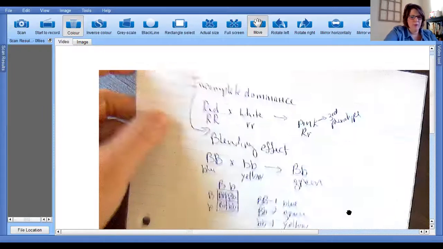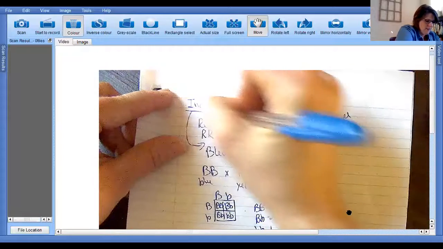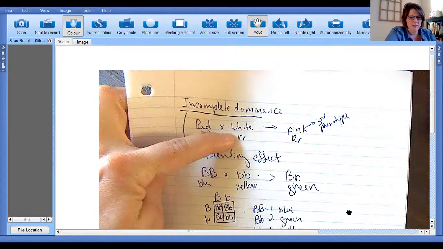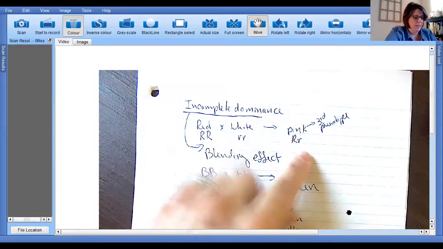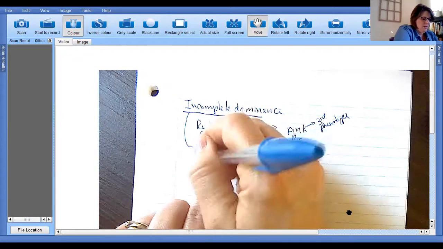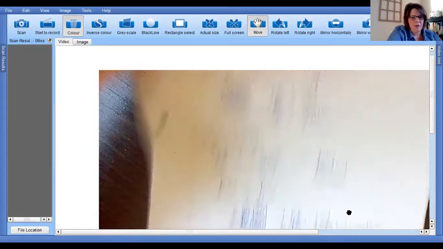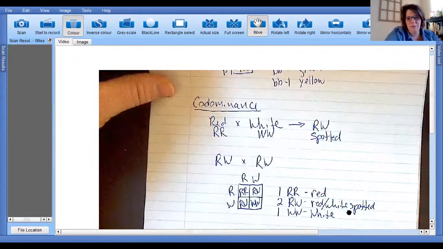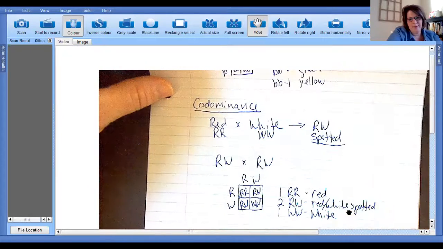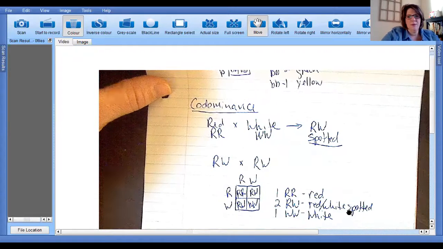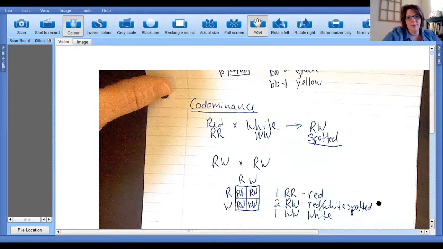So just to quickly review, we've got incomplete dominance, where the dominant is not completely dominant over the recessive gene. And so you get a blend, okay? So with incomplete dominance, you get a blend. But with codominance, both of them are equally dominant, so you get spotted. Okay, so two differences there between codominance and incomplete dominance.